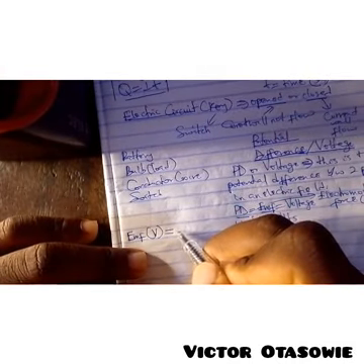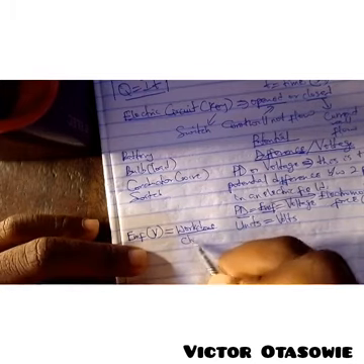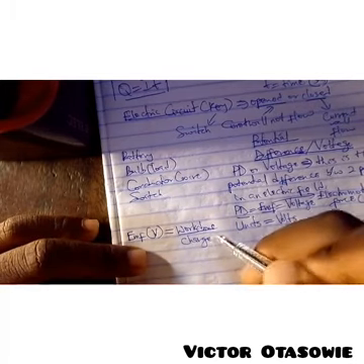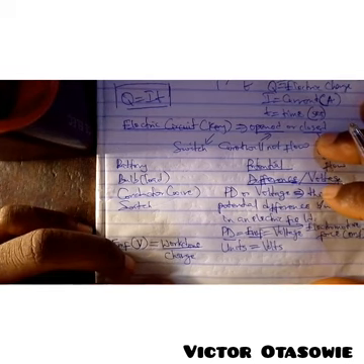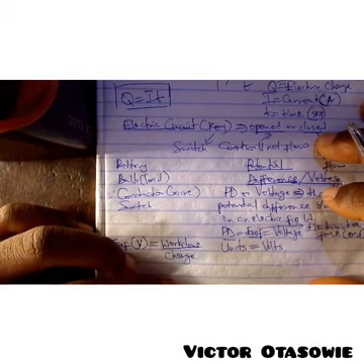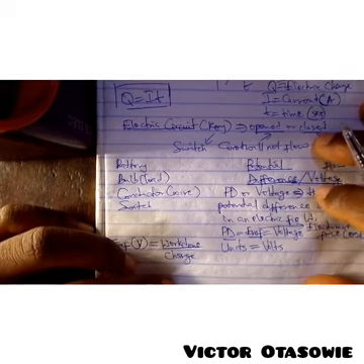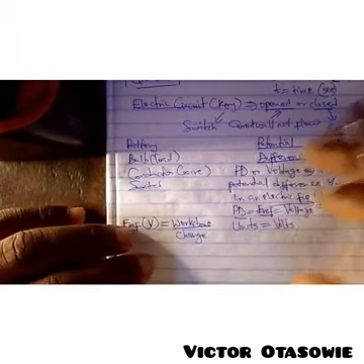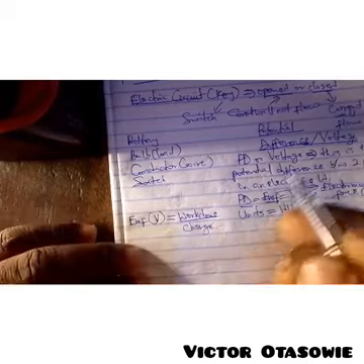We say the EMF, electromotive force, is the work done per unit positive charge involved in moving a charge around a circuit, or the total energy per coulomb obtained from a cell or battery. So just take note that EMF is the work done per unit positive charge.